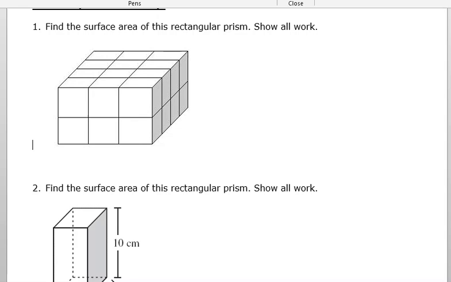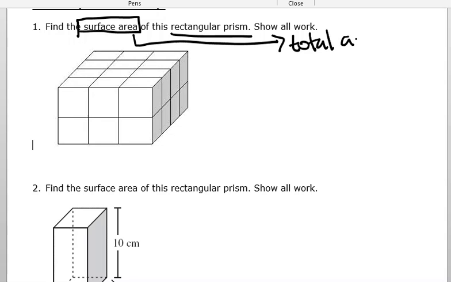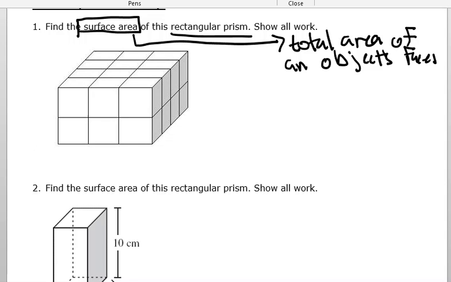Okay, so let's start with finding the surface area of this rectangular prism, okay? And so first we have to really understand what we mean when we say surface area. So the definition of surface area should be a review, but surface area, I'll write it here, is the total area of an object's faces or curved surfaces.